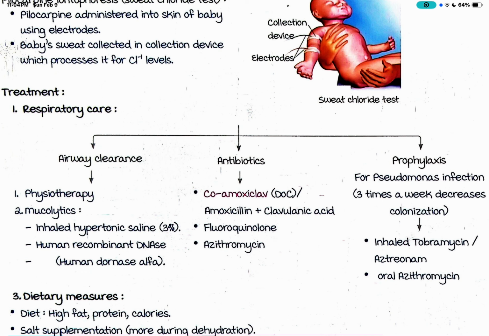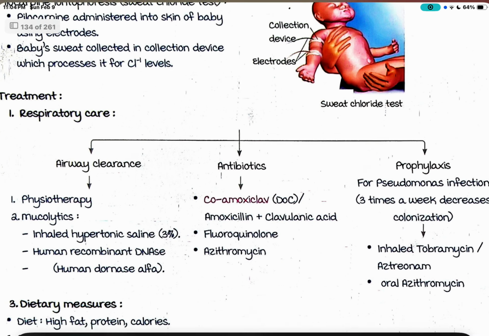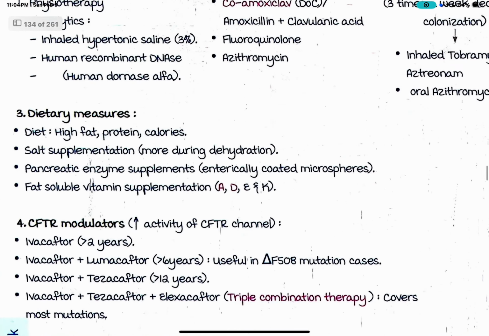What is the antibiotic of choice in cystic fibrosis? Co-amoxiclav is the drug of choice, that is amoxicillin plus clavulanic acid, fluoroquinolones and azithromycin. Prophylaxis against Pseudomonas infection, three times a week, decreases colonization. So what do we use? Inhaled tobramycin, aztreonam, oral azithromycin.